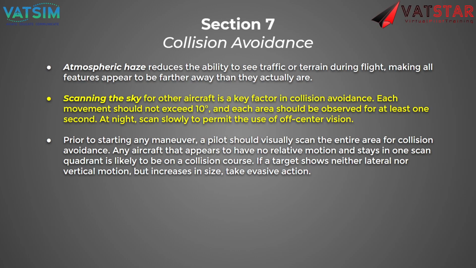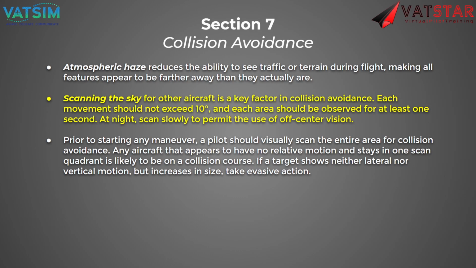So, collision avoidance. One of the biggest things that causes collisions is atmospheric haze. This reduces the ability to see traffic or terrain during flight, making all features appear to be farther away than they actually are. And before you know it, you might hit an airplane or hit a building or the ground, even worse.